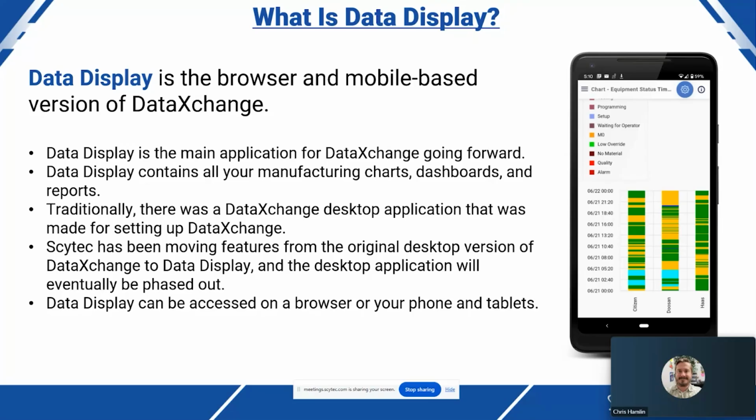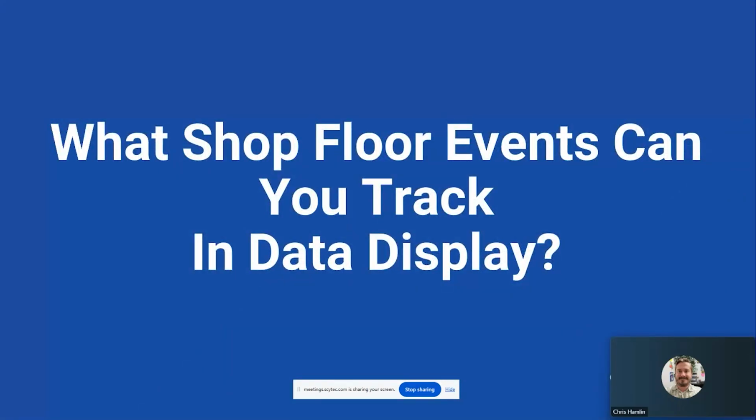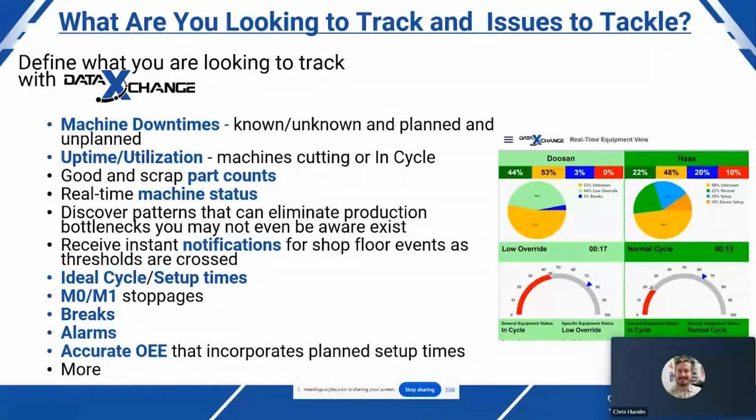Now, what shop floor events can you track inside of Data Display? With Data Display, you're able to track a whole bunch of common shop floor events, such as machine downtimes, which can be split up into known and unknown and planned and unplanned downtimes, as well as uptime and utilization, which is machines cutting or in cycle, as well as good and scrap part counts and real-time machine status. That image you're seeing on the right-hand side that says real-time equipment view is one of our real-time monitoring dashboards.